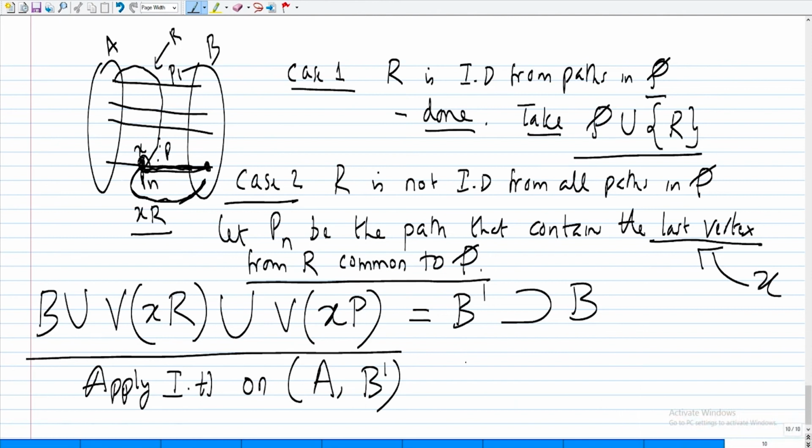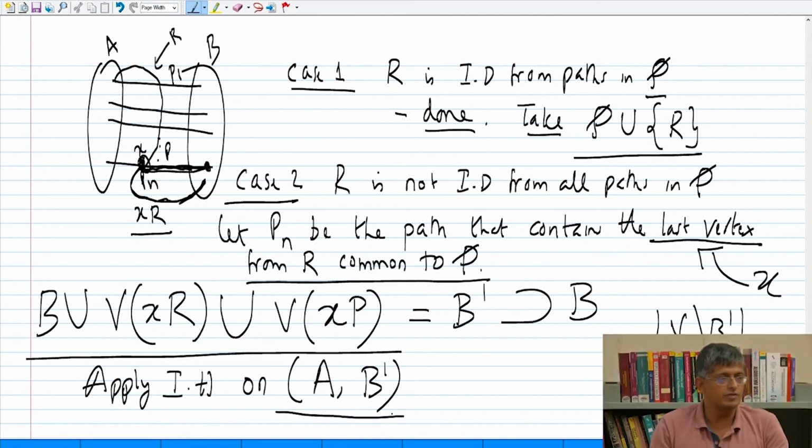Therefore, V minus B prime is less than V minus B, and therefore I can apply the induction hypothesis. I will continue from this slide when we meet. Yeah, thank you.